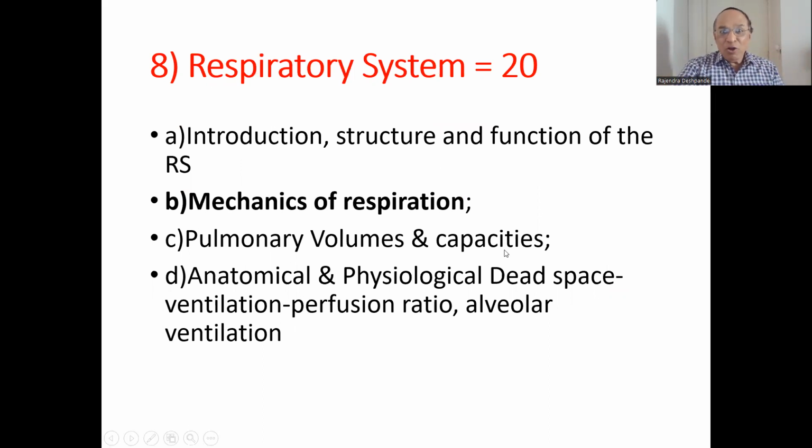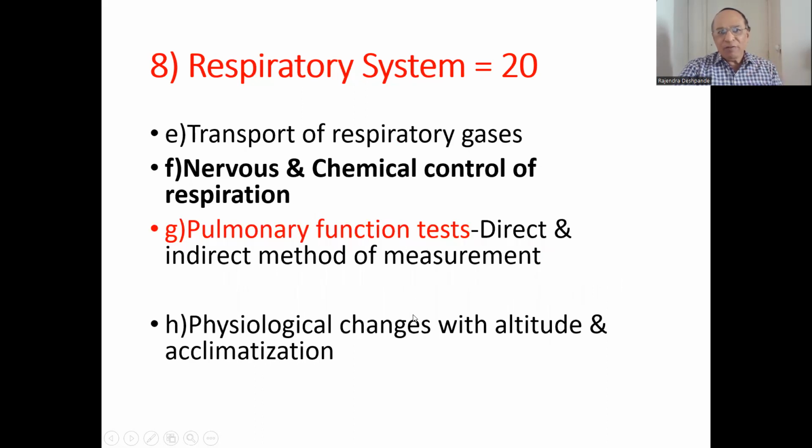Okay. Pulmonary volumes and capacities. So pulmonary function tests are important. Anatomical and physiological dead space. What is dead space? Ventilation perfusion ratio, and alveolar ventilation. Then transport of respiratory gases, O2 and CO2 transport. Nervous and chemical control of respiration. Pulmonary function test, this is very important for the asthmatic patient, bronchiectasis patient. These are chronic illnesses, COPD.